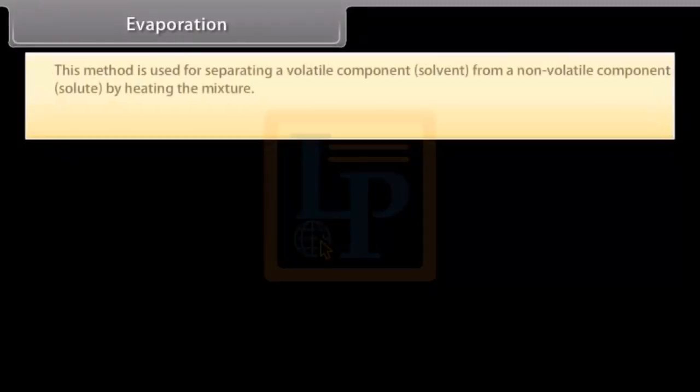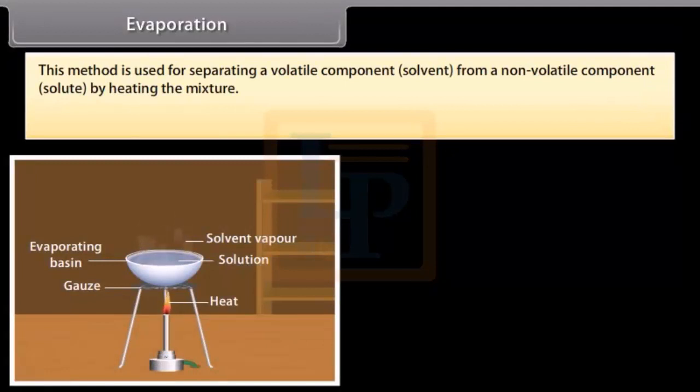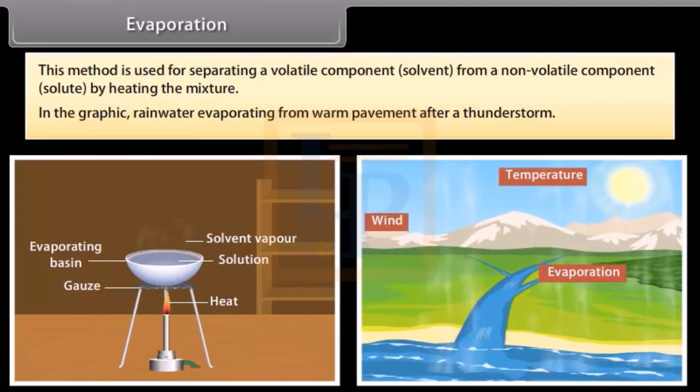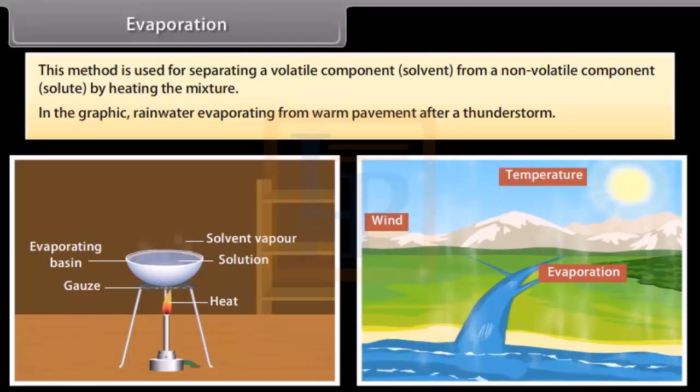Evaporation. This method is used for separating a volatile component, the solvent, from a non-volatile component, the solute, by heating the mixture. In the graphic, rainwater is evaporating from warm pavement after a thunderstorm.